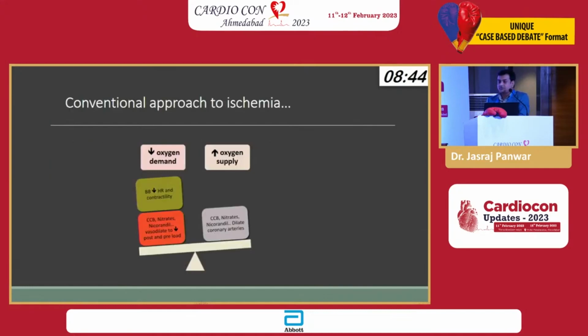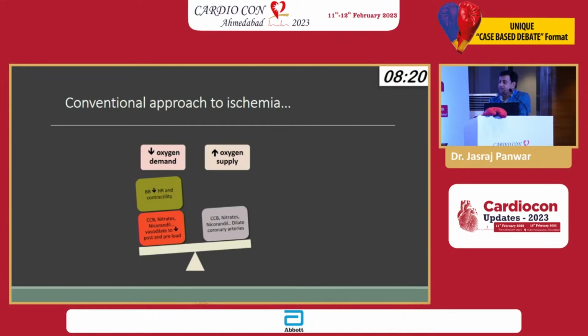So what is the conventional approach to ischemia in choosing the anti-anginal? Either we decrease the oxygen demand or we increase the oxygen supply. To decrease oxygen demand, beta blockers and CCB or nitrates are recommended. Beta blockers can decrease the heart rate and contractility, and CCB and nitrates can vasodilate to decrease the afterload. So they decrease the oxygen demand.